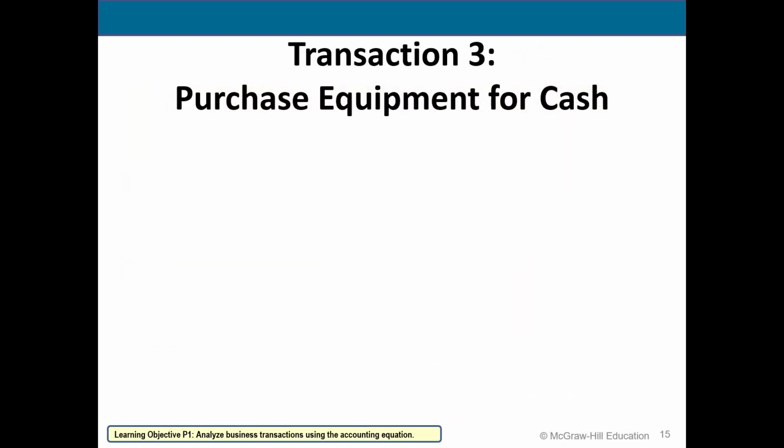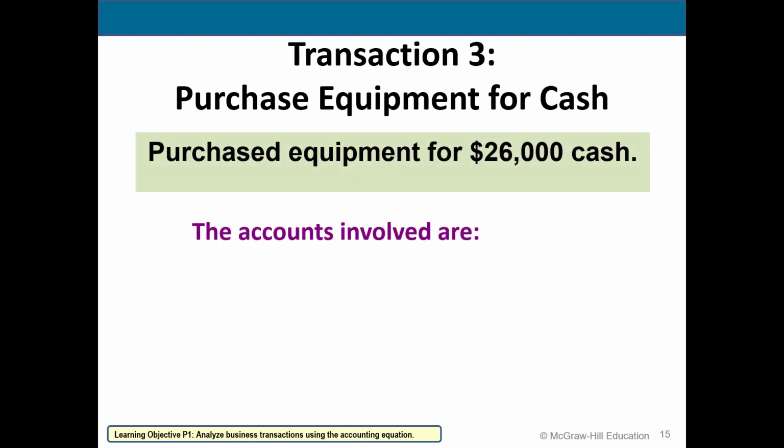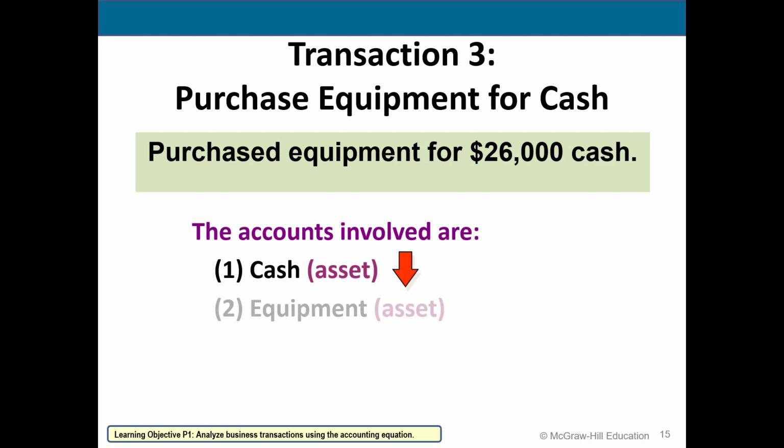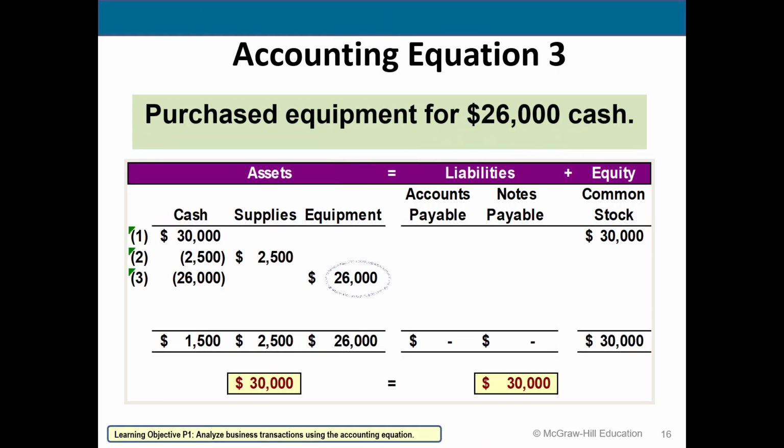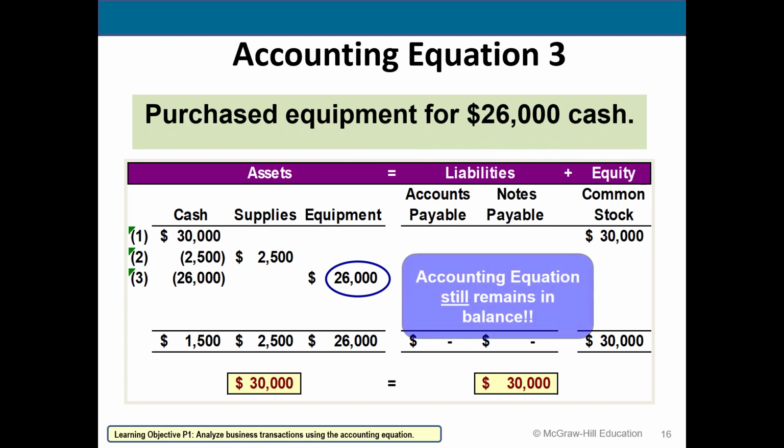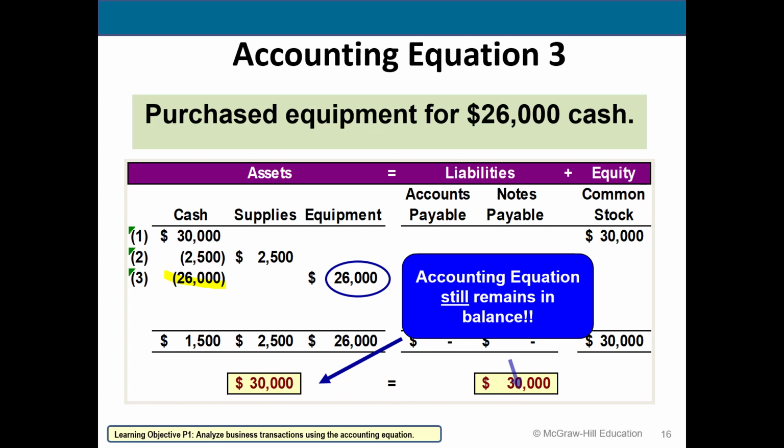The next transaction, the company purchased equipment and they paid cash. So again, we're going to look at the accounts. They paid cash, so cash went out of the business, it decreased. Equipment came into the business, so equipment increased. These are both assets, just like the supplies and the cash in transaction 2. So this is what the accounting equation looks like now. Again, we just have cash going down and equipment going up, both assets. So only the asset side was affected, but the accounting equation is still in balance.